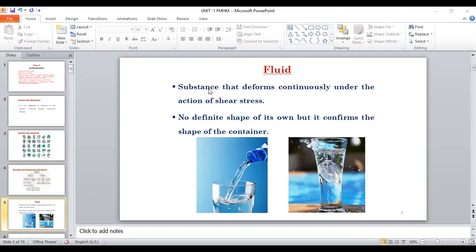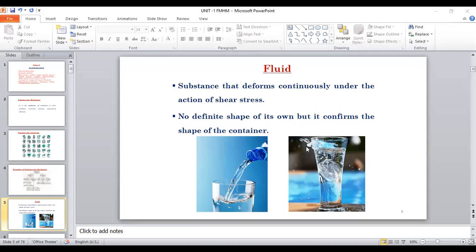So if you see, this is a substance that deforms continuously under the action of shear force. It is the basic definition for a fluid. And one more is that a fluid is a substance which can flow, right? So a substance that deforms continuously under the action of shear stress is also called a fluid, right? So a fluid doesn't take any shape. It doesn't have any shape. It just takes the shape of the container. Nothing but if you pour water in a container, it will take the shape of that container. Similarly, gas is also possible. It will take the shape of that container. Okay, this is your definition for the fluid.